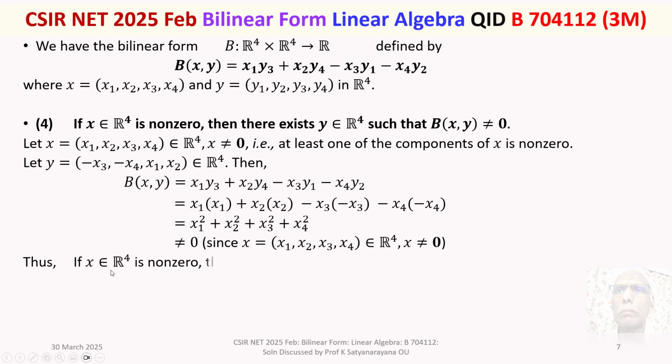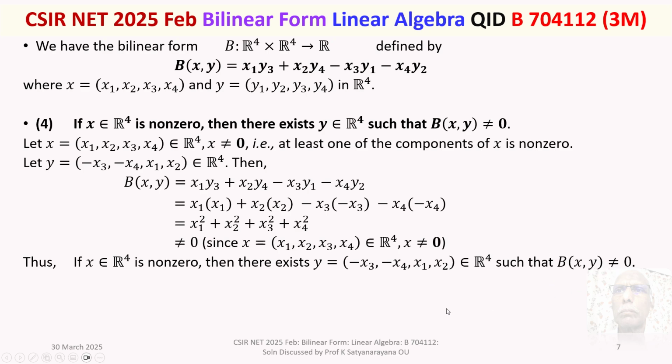Thus, if x belongs to R to the power of 4 is non-zero, then there exists a y equal to minus x3, minus x4, x1, x2 belongs to R to the power of 4, such that the bilinear form b of x comma y is not equal to 0. Thus, the option 4 is true. Summarizing all the options, the answer to this question is option 4. That is the detailed discussion of the solution of this problem.